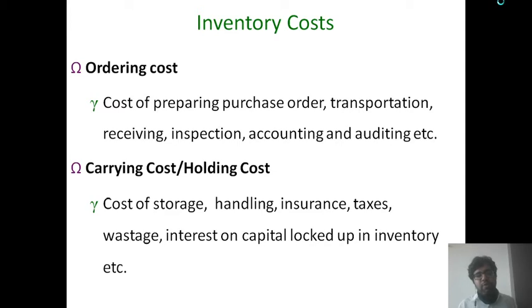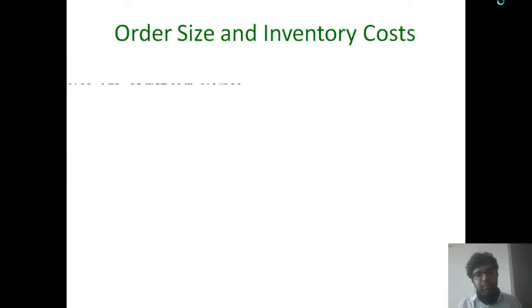Now the second type of cost is carrying cost, which is also known as holding cost. Whenever we have purchased the goods and they are at our warehouse, we would be holding those goods for one year. That type of cost is basically known as holding cost. Obviously, the cost of storage would be there, like rent of the warehouse and all that. Handling would be there, insurance, taxes, wastage, interest on locked-up capital in inventory. All these costs are considered as carrying cost.